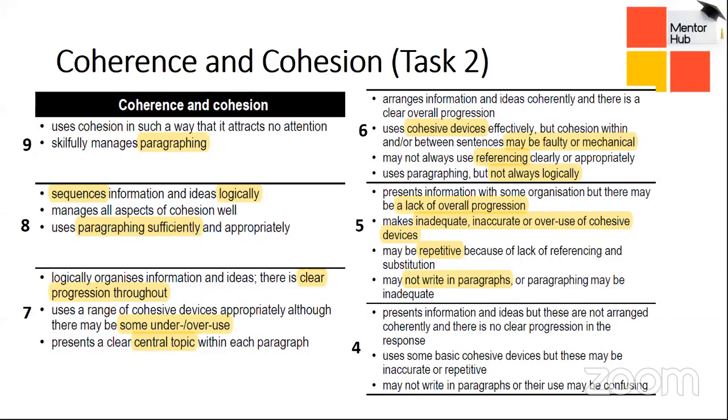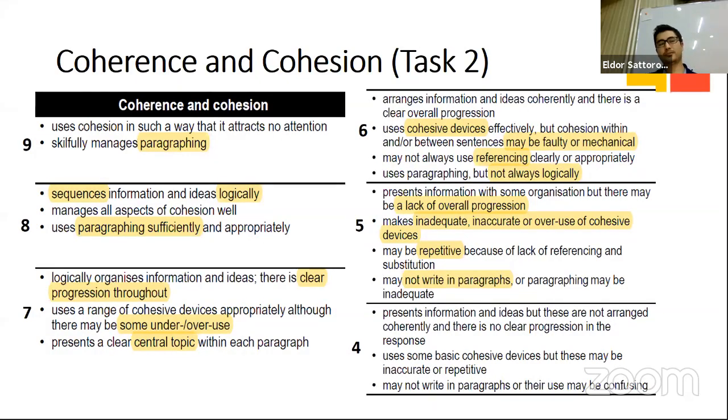And repetitive. Sometimes the sentences are repeated. We'll see examples in a second. Ideas are sometimes repeated, or there's a lack of connection between the sentences. So that's what we call repetitive. And again, not writing paragraphs, or paragraphing may be inadequate. Paragraphing is so important, and we have to really think about this and practice paragraphing a lot to get a high mark in the IELTS.